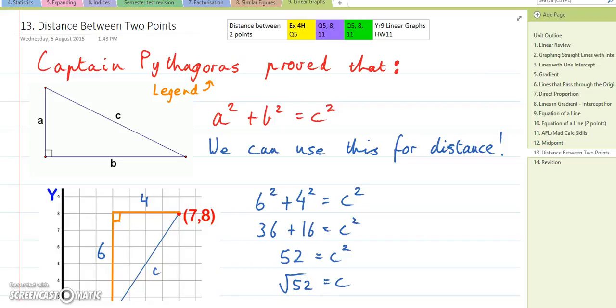Alright, lesson 13, distance between 2 points. Not a lot of questions to do in this unit, but you'll see that it's a pretty straightforward concept. And it is using old Pythagoras' rule of a squared plus b squared equals c squared. So we can obviously use this for the distance between 2 points, a and b relating to our x and y distances, I guess, in this case.